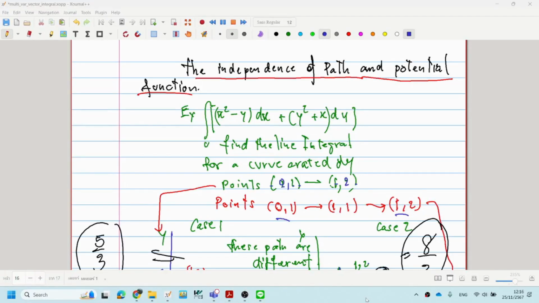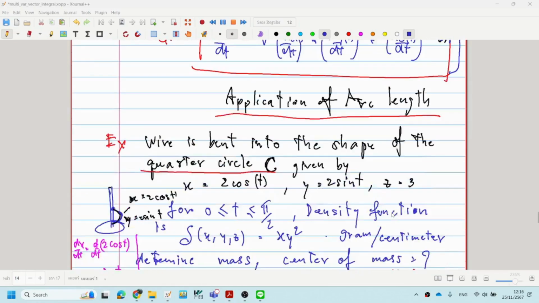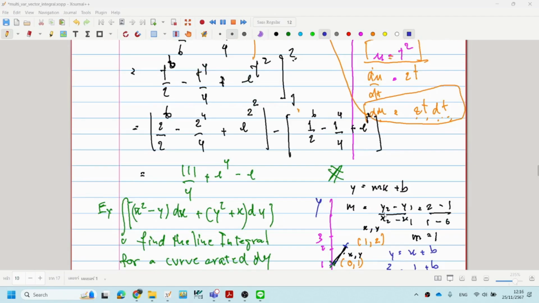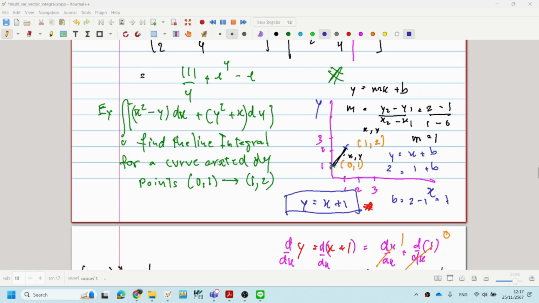In this video, I'm going to be teaching you about independent of path and positive function. This is the topic. Before I go deep into this topic, I need you to understand the previous example, Example number 2, that I taught you.